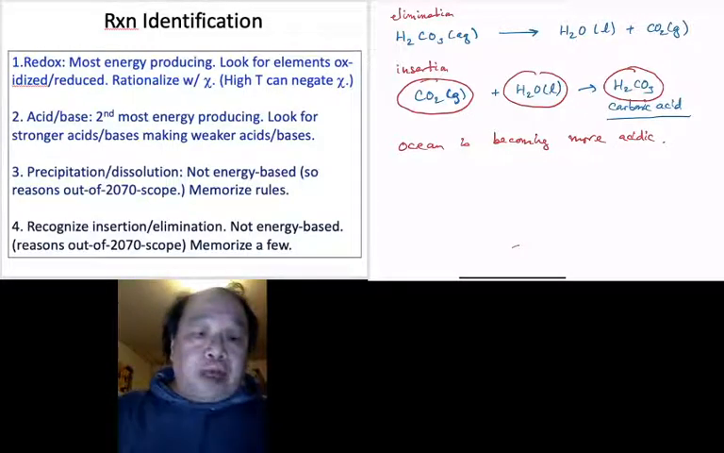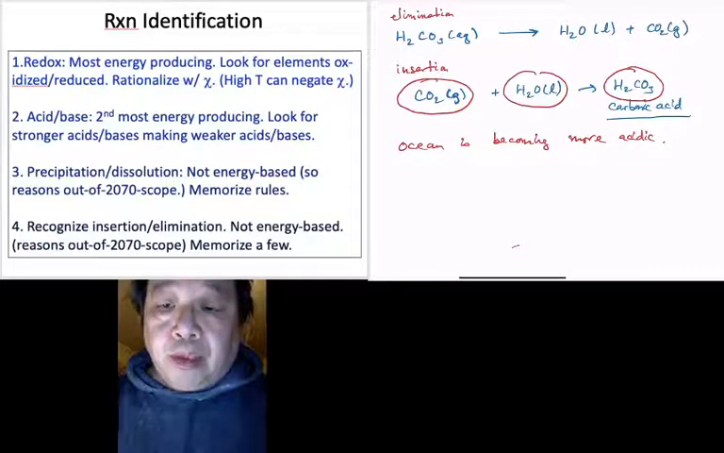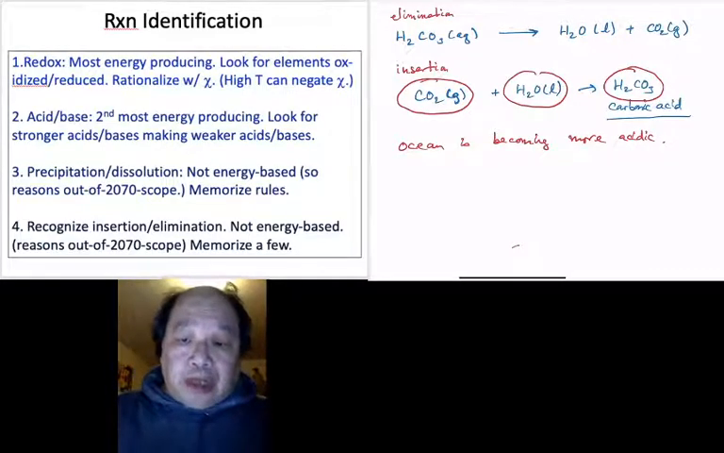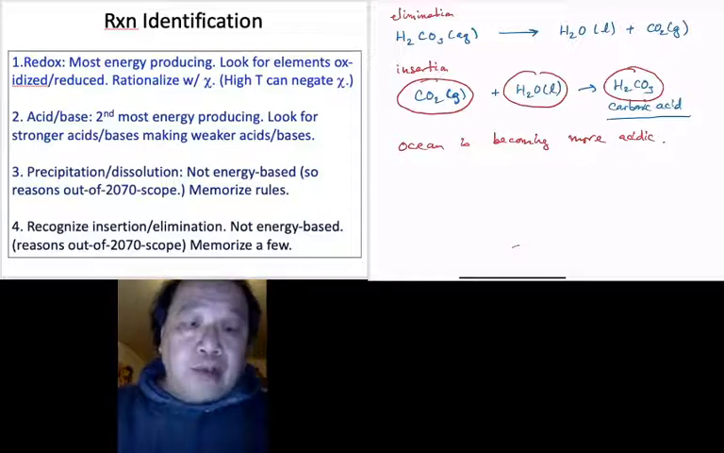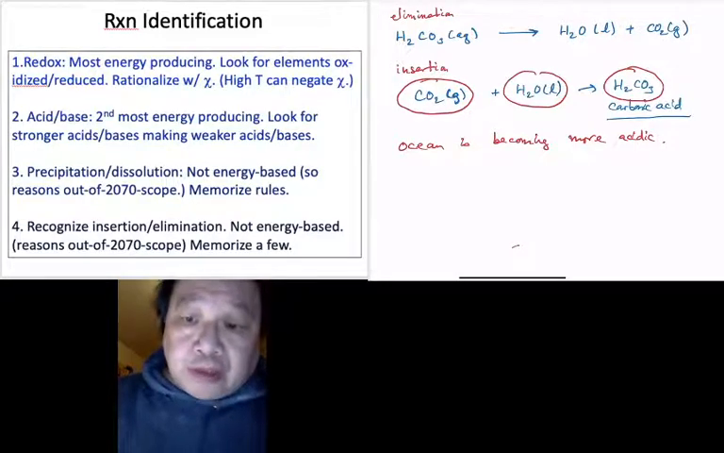Precipitation-dissolution reactions are memorizing those 6 rules and figuring out how to do deductions from them. The actual rules are not energy based. They're not based on all that stuff we've learned about electron energies. It's out of scope for 2070. You just have to memorize the rules.